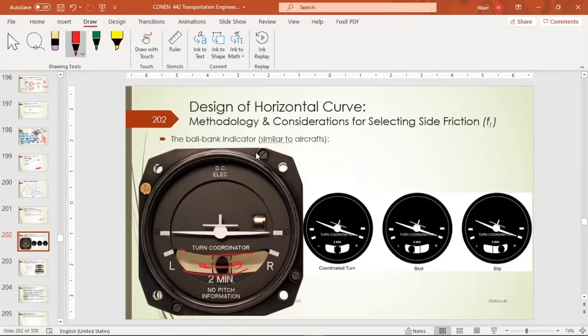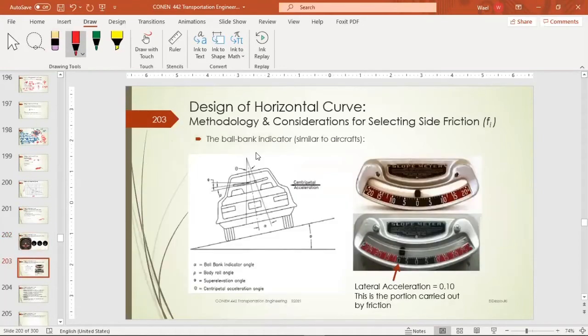The banking angle is accurate, and it's a balanced turn. Here, when the ball goes up like this, that means the banking angle is insufficient and the aircraft is shooting in this direction. Here the banking angle is too much and the aircraft is shooting downwards, is slipping. So how does this connect to our ground transportation?